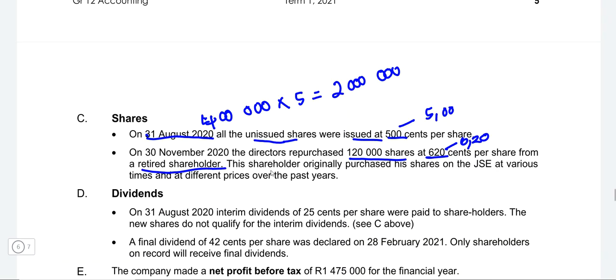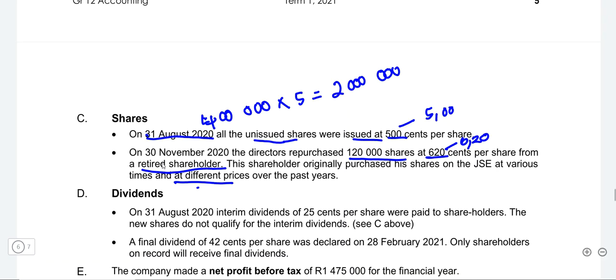And they're saying that this shareholder originally purchased his shares on the JSE at various times and at different prices. So obviously, remember this person, when he or she was busy buying shares, they were bought at different times, and also the price was not the same. So whenever shares are purchased, this is what we need to do. You need to look for two things. You need to look for the average share price, and then you also need to look for the difference or the loss. Okay, so now let's check.